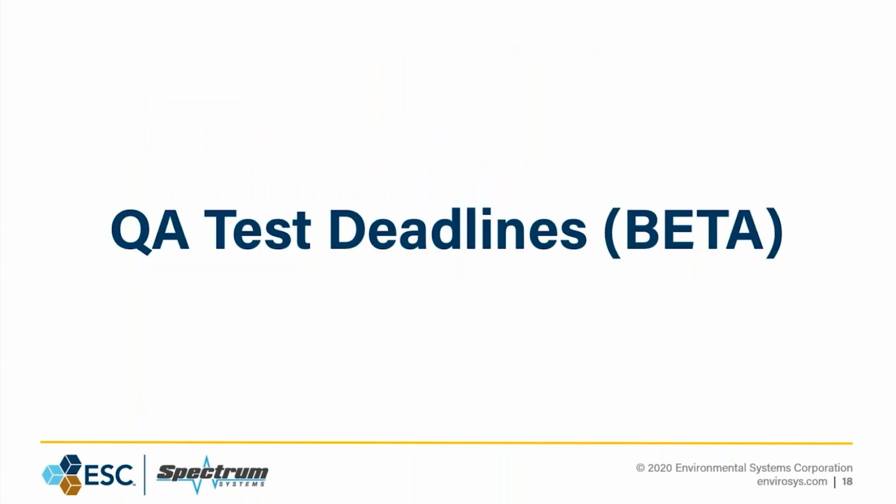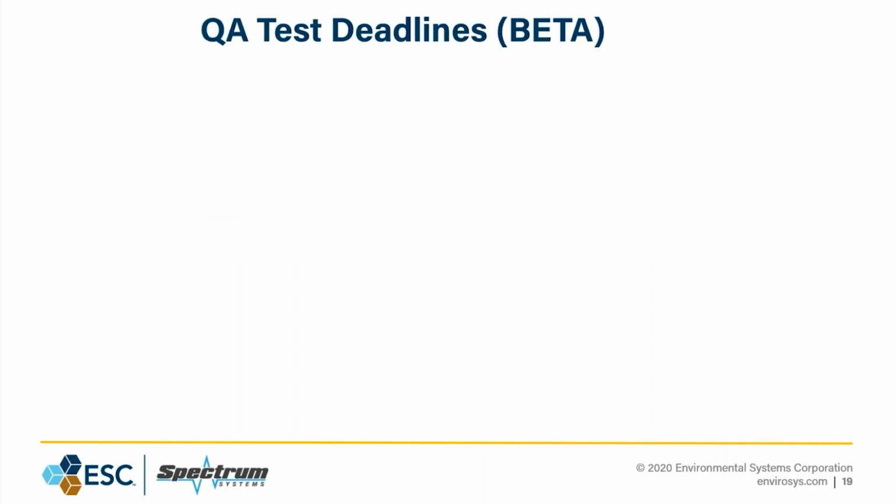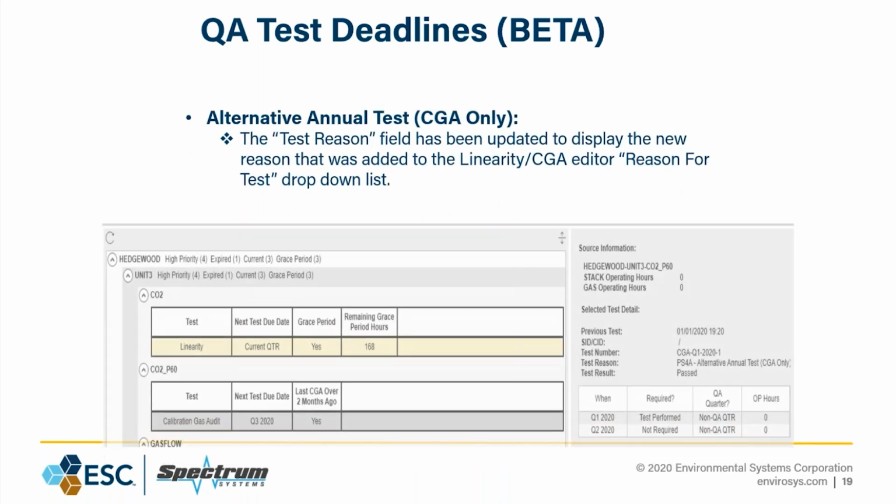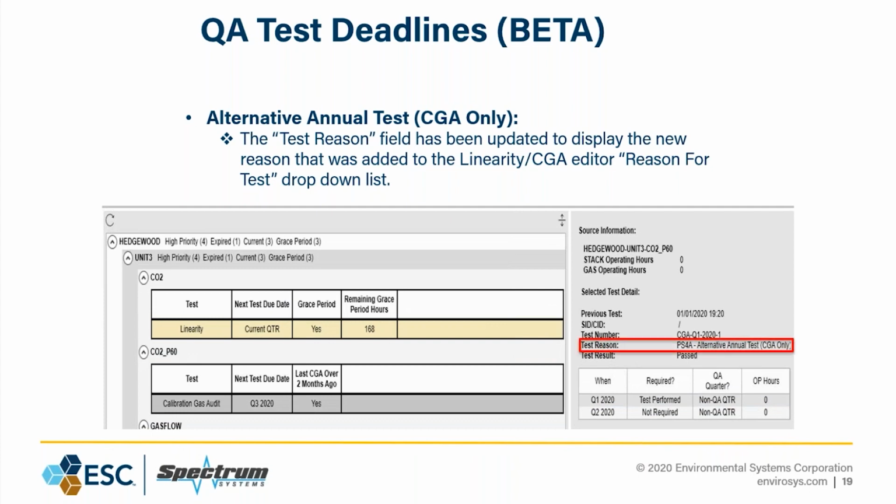QA test deadlines also had quite a bit of updates to it as well. So as mentioned earlier, the alternative annual test, CGA only, that test reason field has been updated to display the new reason that was added in the linearity and CGA editor reason for test dropdown list. So it is coinciding with that update for QA test deadlines.